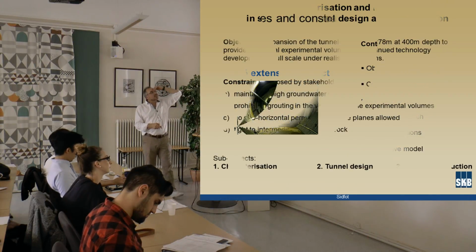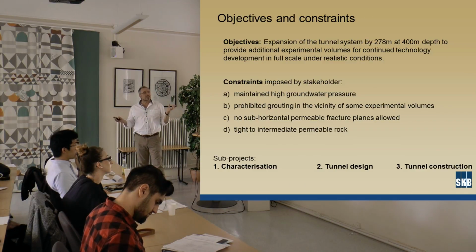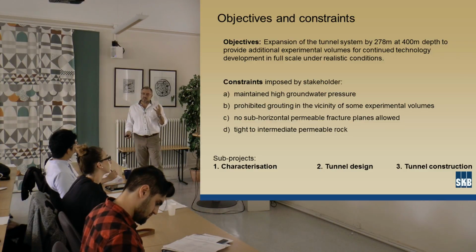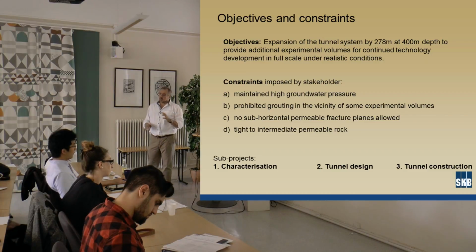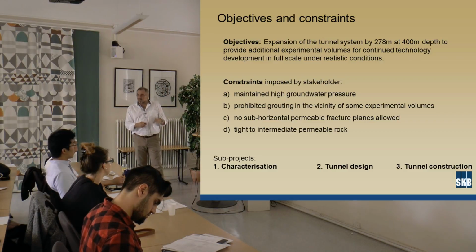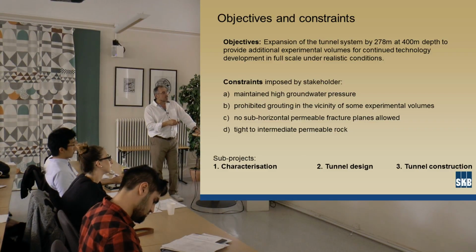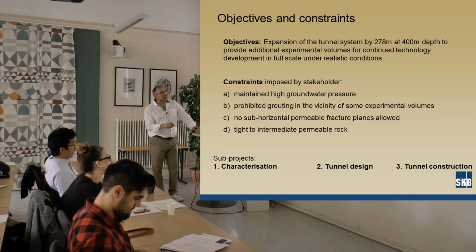The idea here was that we had to extend the tunnel by around 300 meters at 400 meters below ground level. This was necessary because additional experiments needed to be performed, and we did not have suitable volumes for it, because we have a lot of experimental volumes, but they are occupied, disturbed, and so on. So we had interested parties, stakeholders, who imposed certain conditions on us. One was to maintain high groundwater pressure.